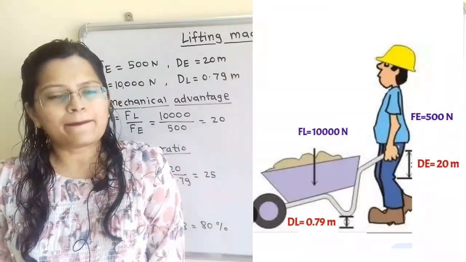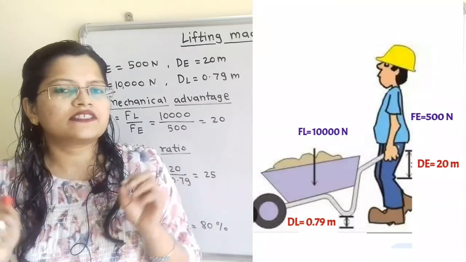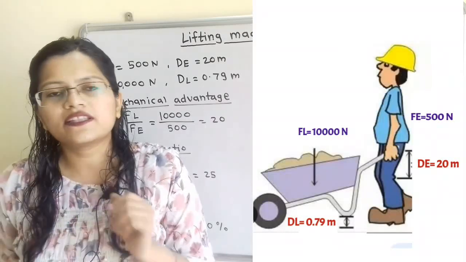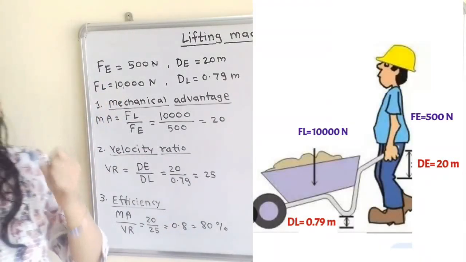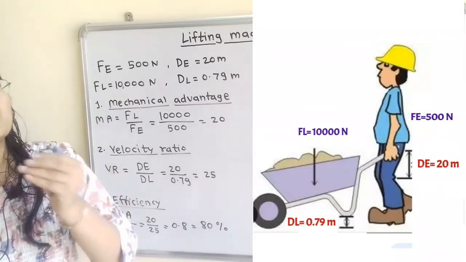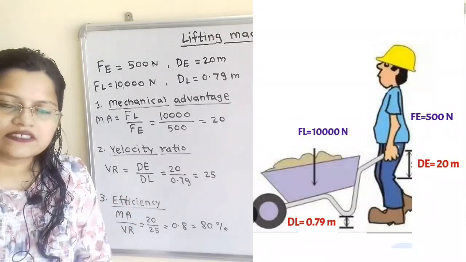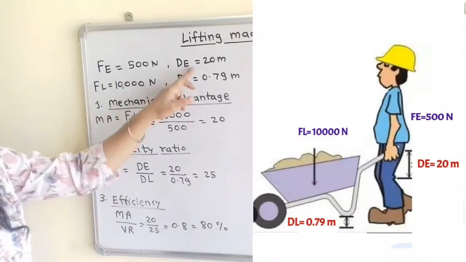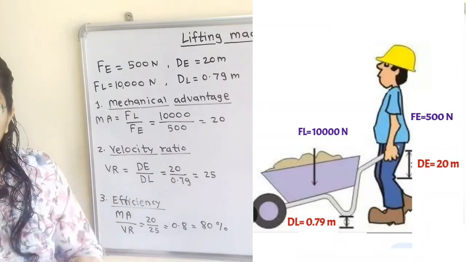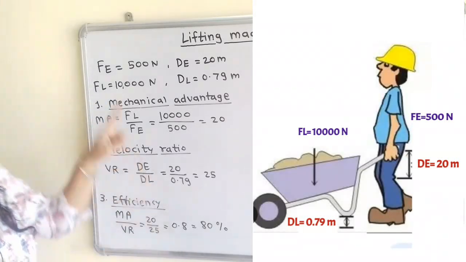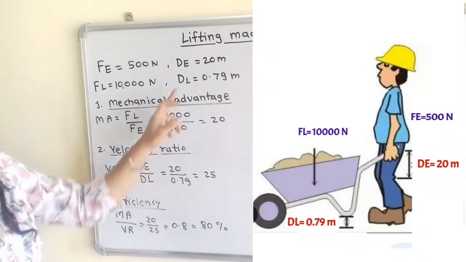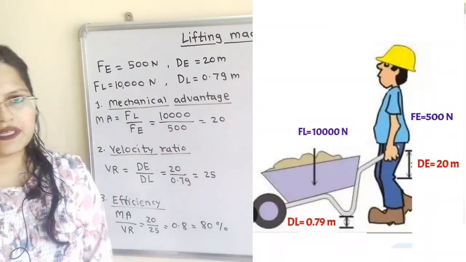And the load applied, that is the load in that carton, is also mentioned in the question, and that is known as FL. So here is the given data. Fe, the effort applied at the handle, is 500 Newton. Distance moved by the effort, the distance lifted by that handle, is 20 meter. FL, the load, acts in the downward direction, that is 10,000 Newton, and distance moved by load dL is 0.79 meter.